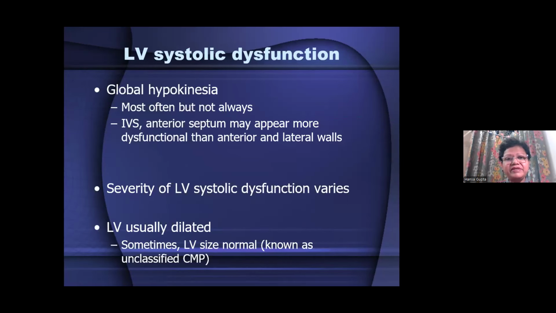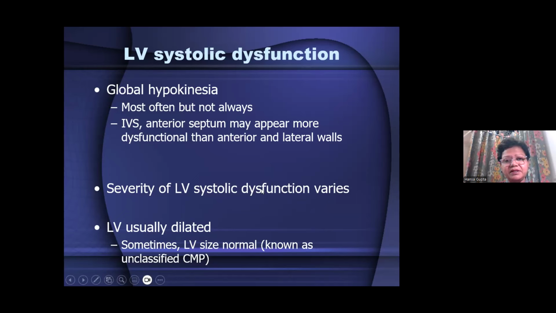Now, first comes the LV systolic dysfunction. Most often, you will find global hypokinesia to be there, but this is not always seen. Apart from global hypokinesia, you may find that the septum is more dysfunctional than the other walls, the anterior, lateral, and posterior walls. And the severity of the systolic function also varies.